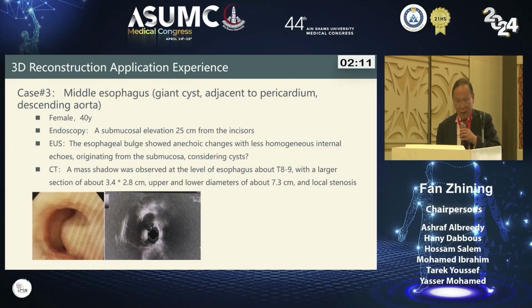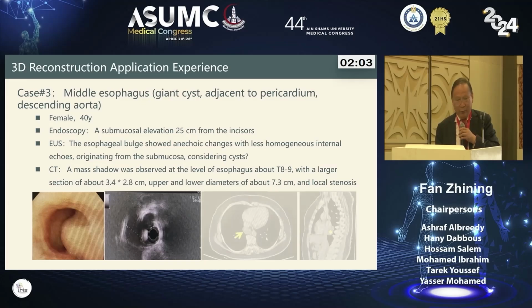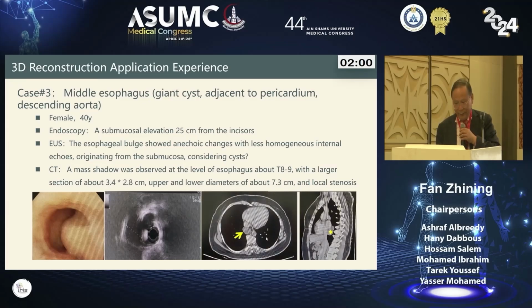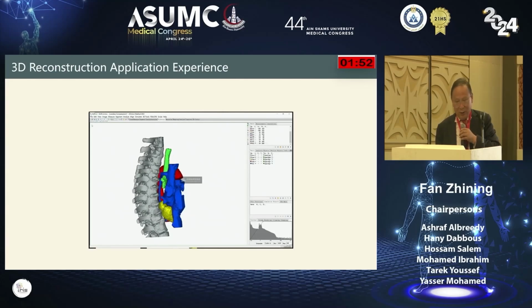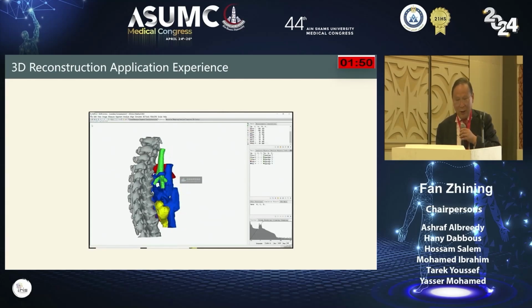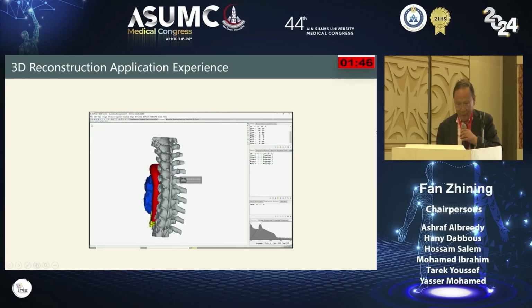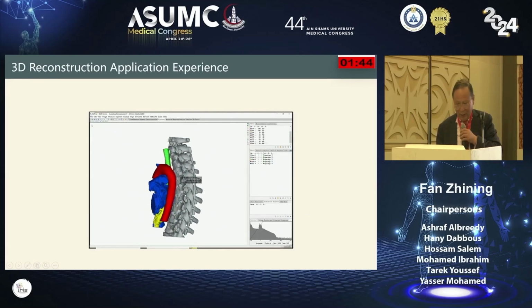Case 3, a giant cyst adjacent to the descending artery. This is the endoscopy, the US, CT. This is the 3D reconstruction. This is the yellow. The biggest is the cyst.